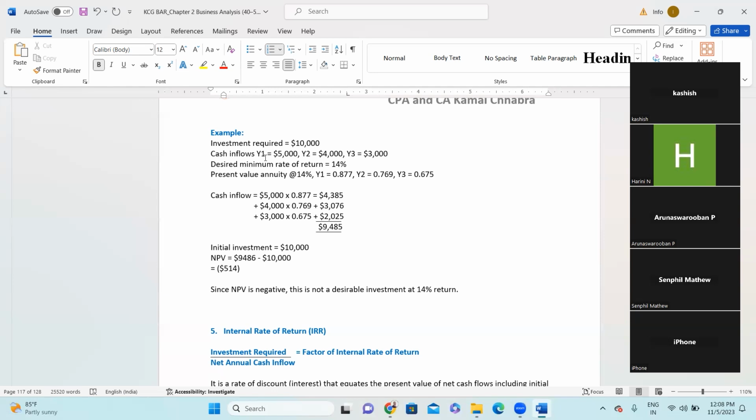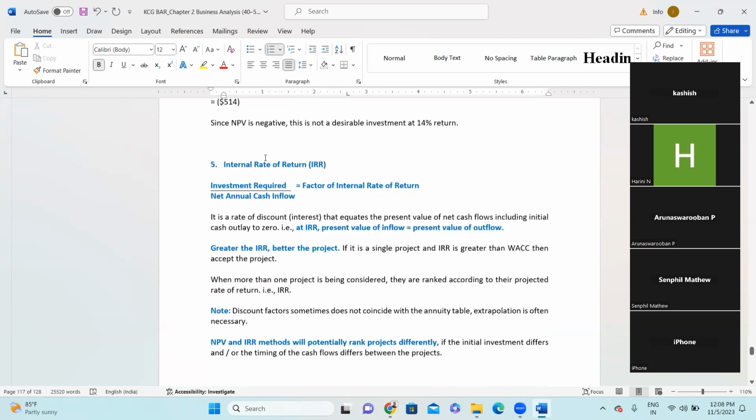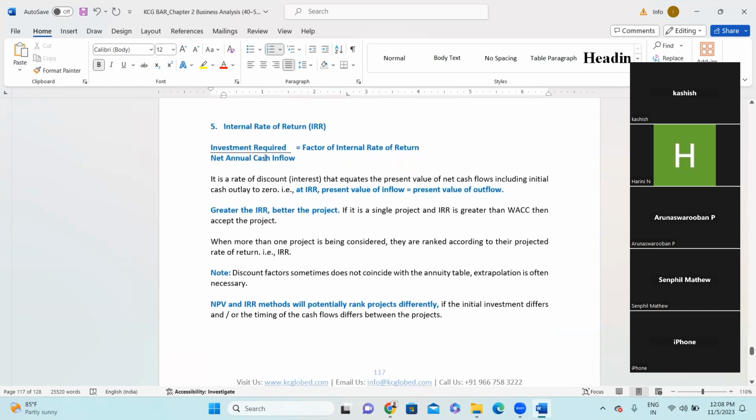So that's the next method, which is internal rate of return. So internal rate of return is equal to required investment divided by net annual cash inflow. That gives you the factor of internal rate of return. So what is the internal rate of return? Where cash inflow is equal to cash outflow. So where they both are zero generally, right?